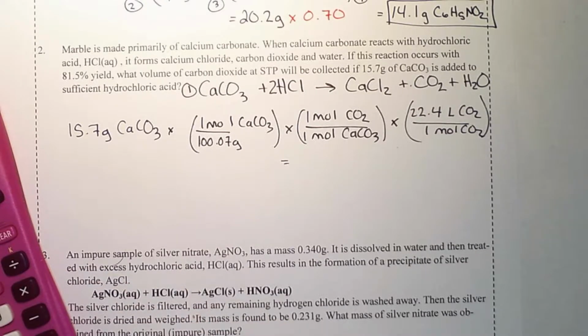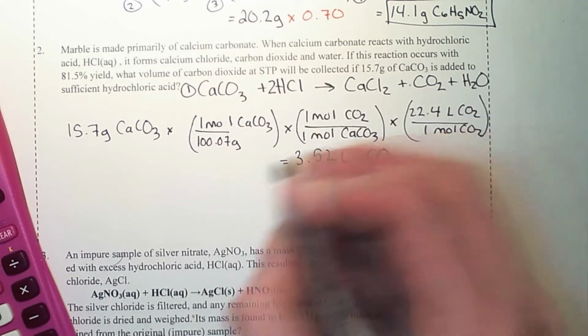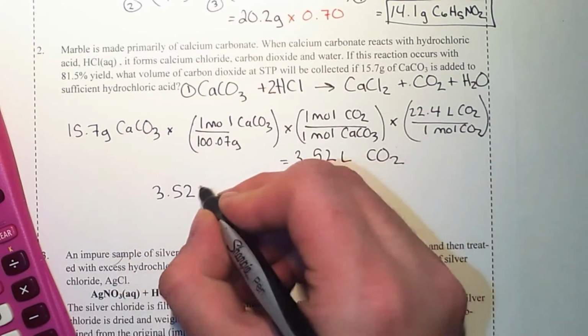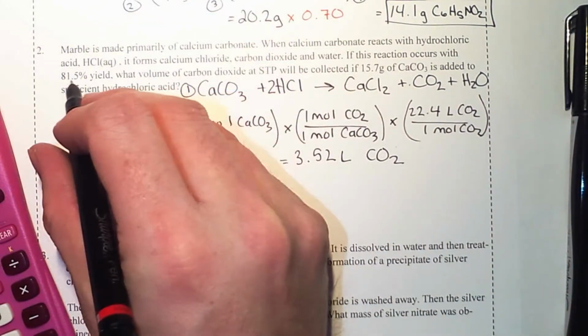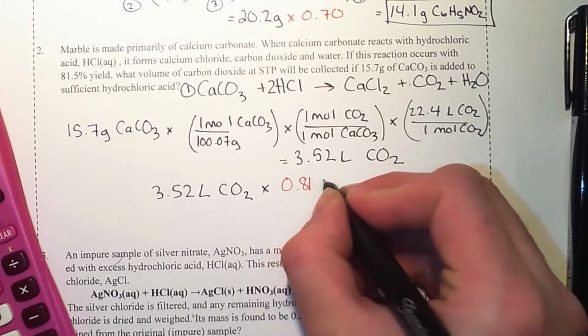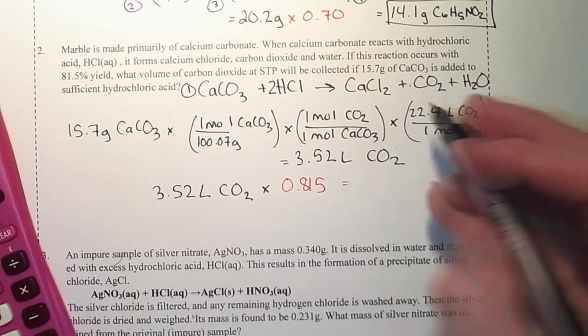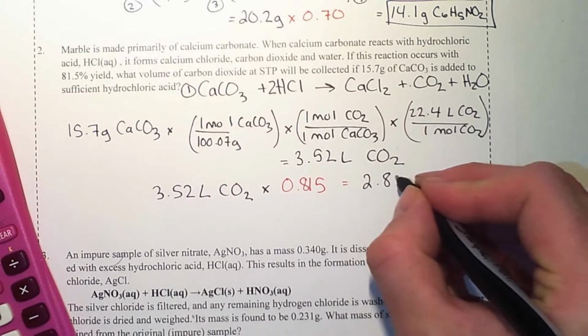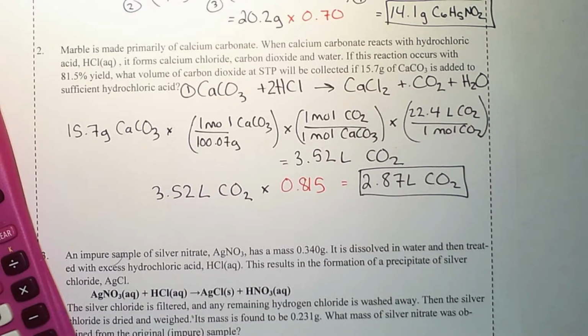So 15.7 divided by 100 times 22.4 is 3.52 liters of CO2. Now our yield is 81.5, so times 0.815 is 2.87 liters CO2 is expected.